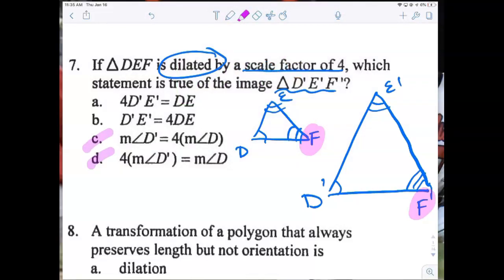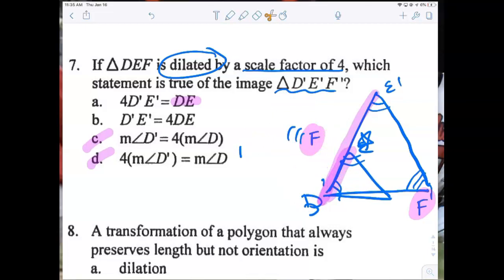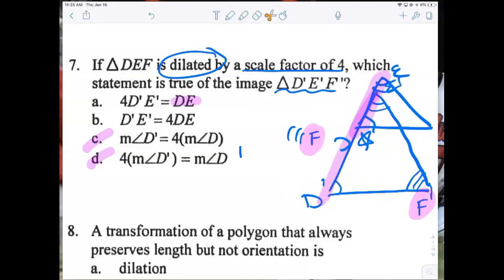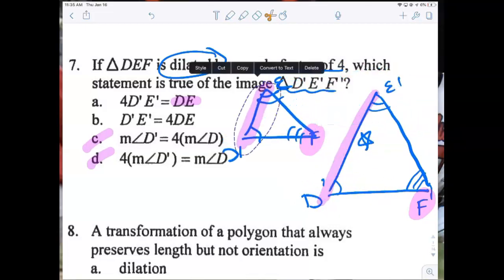If we look here at DE, here's DE, and here's D prime, E prime. Which one of these is bigger? Well, this one is way bigger. How many DEs fit in here? If I sort of went through, I could put 4 of these in here. So our answer would have to be 4 DEs. Choice B would tell us that 4 DEs fit into 1 D prime, E prime.